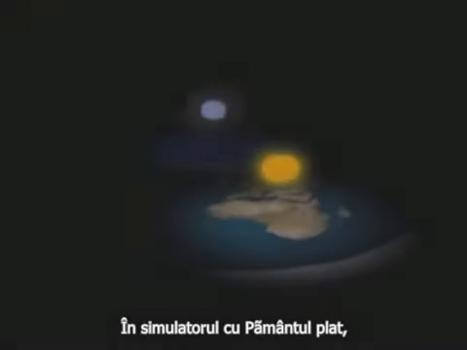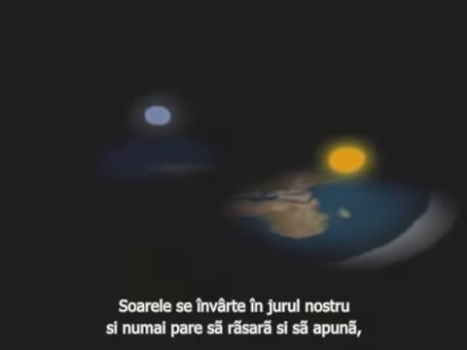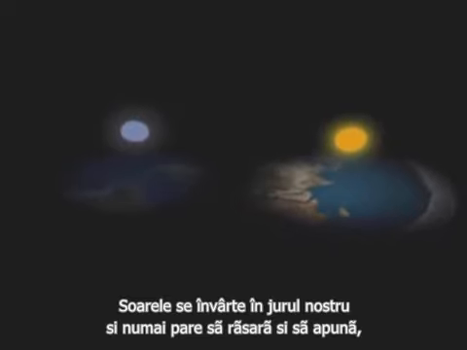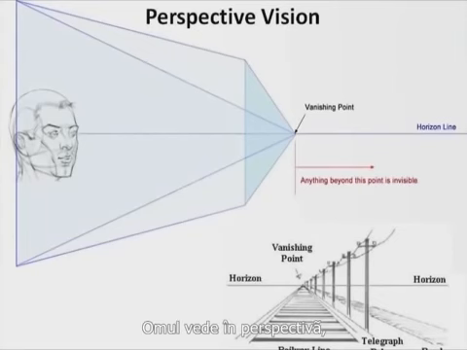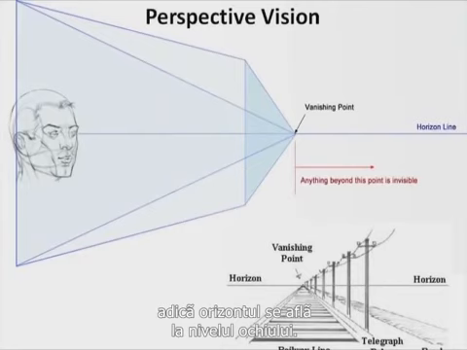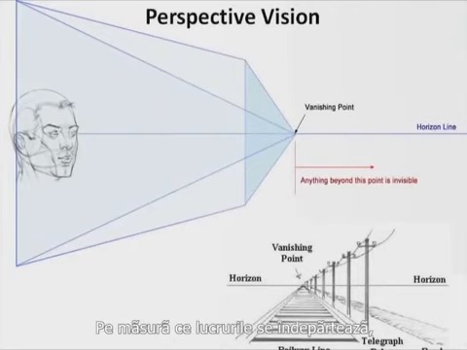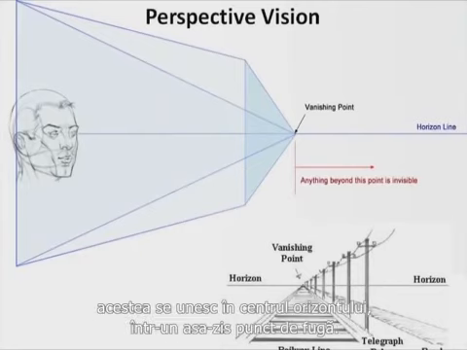In the flat Earth model, the sun rotates around us and only appears to rise and set because of the way our vision works. We see in perspective. That is, the horizon is at our eye level, and as things recede from us, they tend to converge to the centre of that horizon line, to a place that's known as the vanishing point.